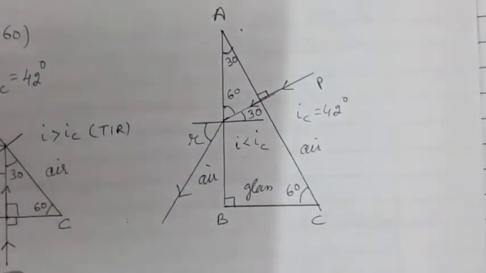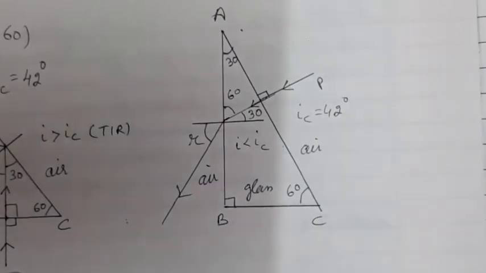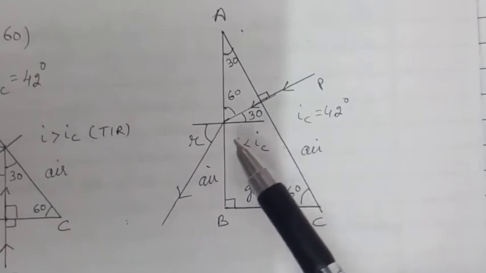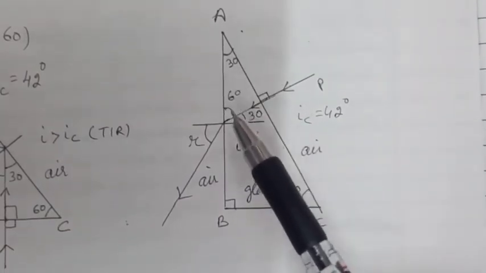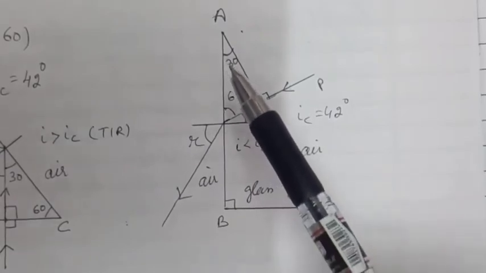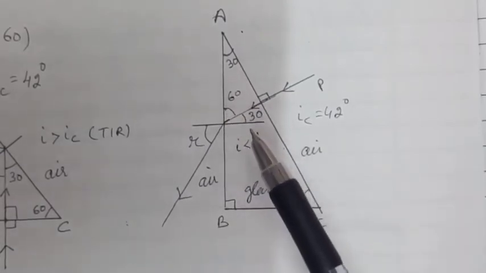You can be asked, trace the refracted ray and mark the angle of refraction. Go straight from here, reaches here. So by geometry we can calculate this 30. You must write down all the angles. 30, 60, this is 30.